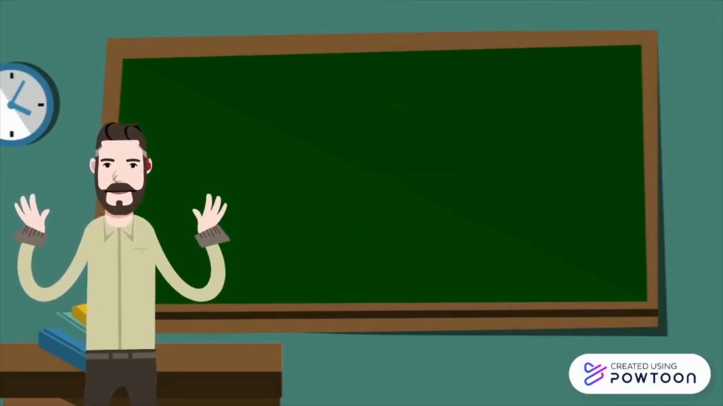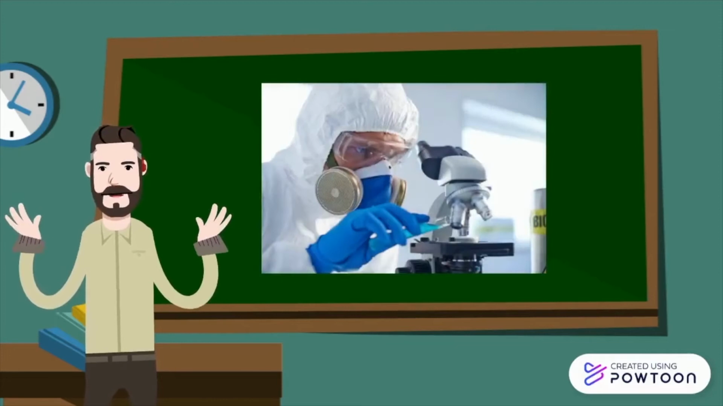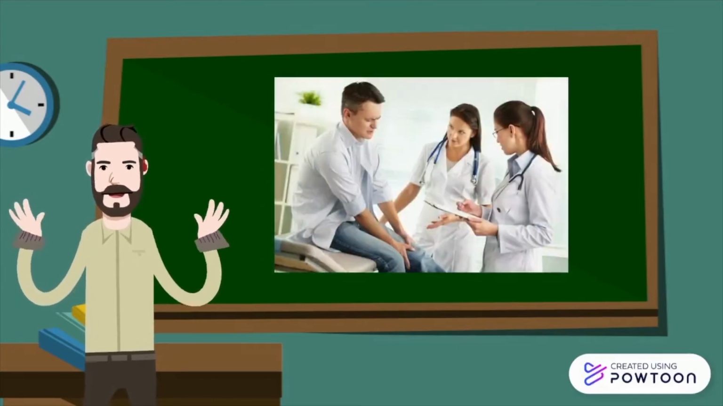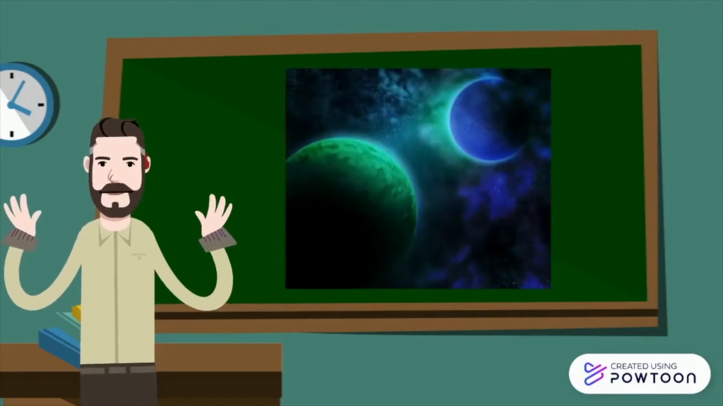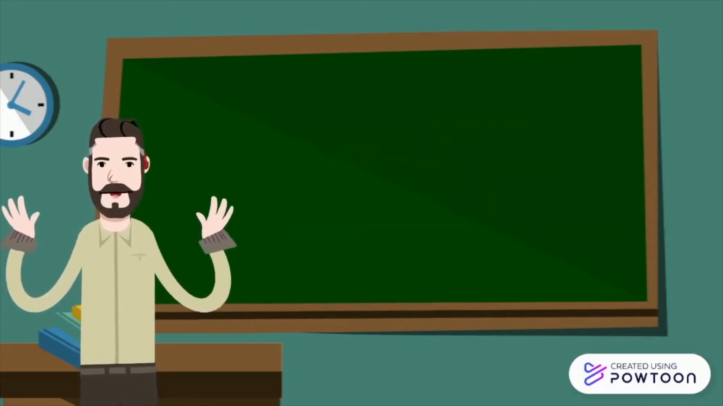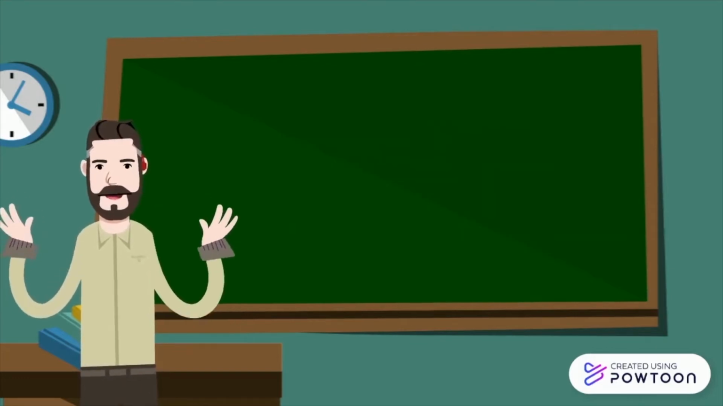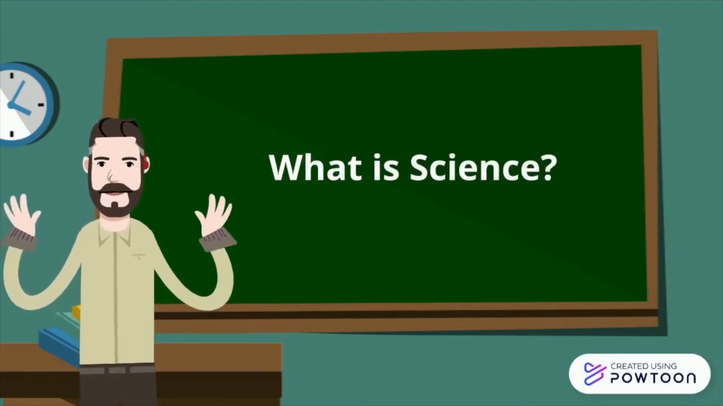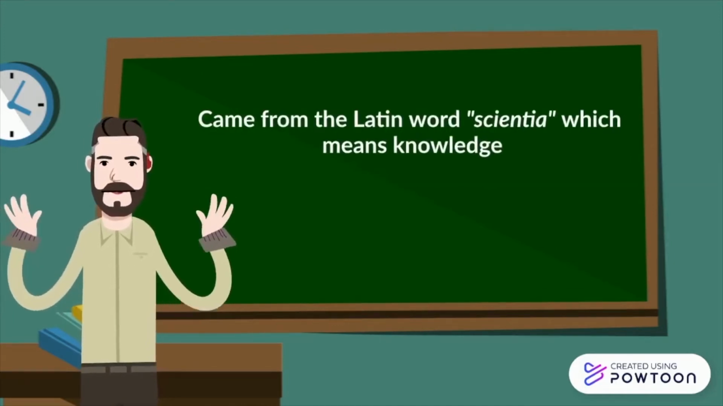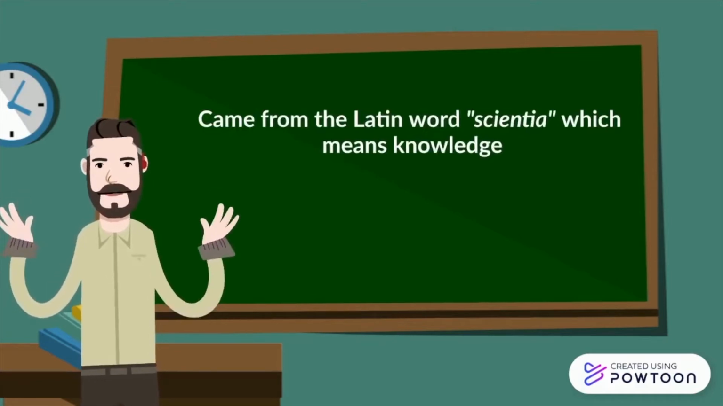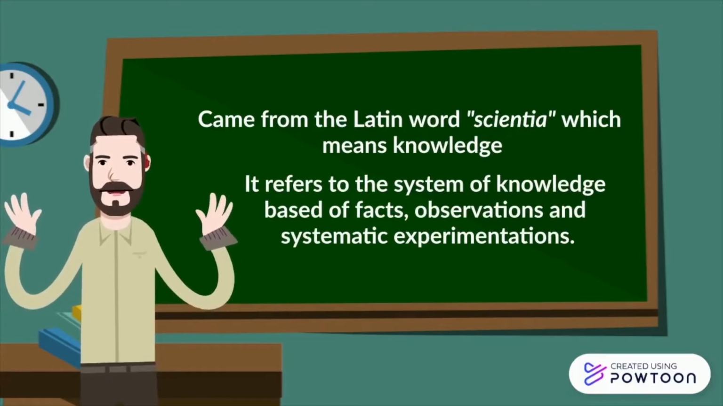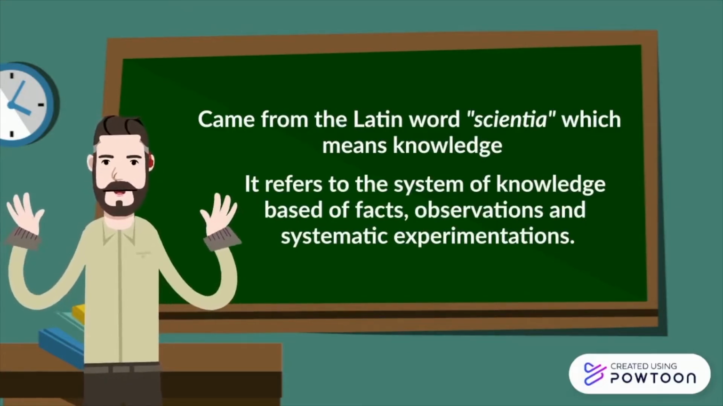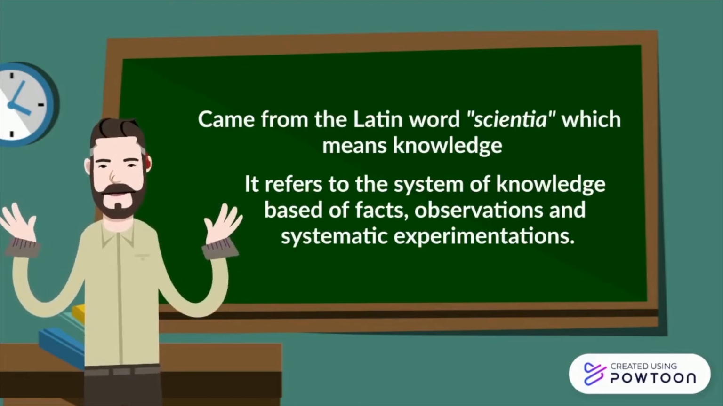This may flash different pictures on your mind, such as viewing things at the atomic level using a special microscope, advancement in medicine, kinds of energy used in daily life, and exploration in outer space. All of these were explored by many scientists for many years. And so, what is science? The word science came from the Latin word scientia, which means knowledge. It refers to the system of knowledge, base of facts, observations, and systematic experimentations.